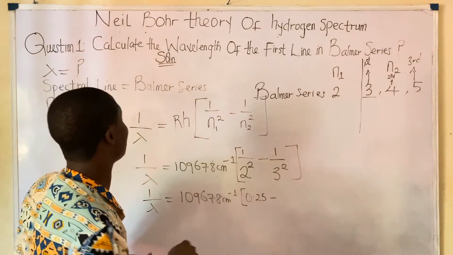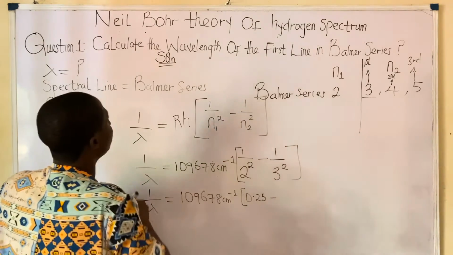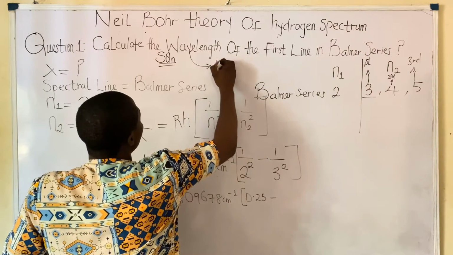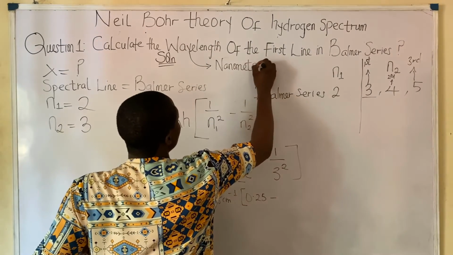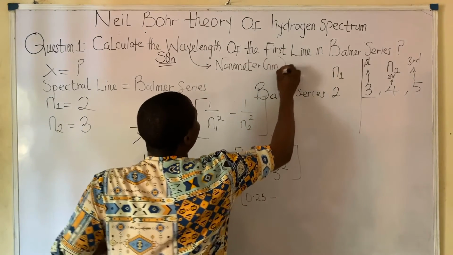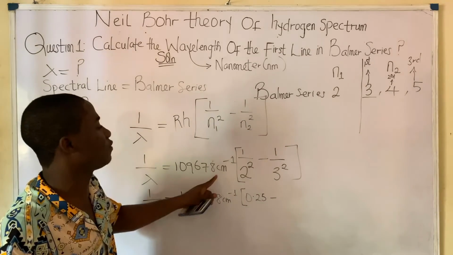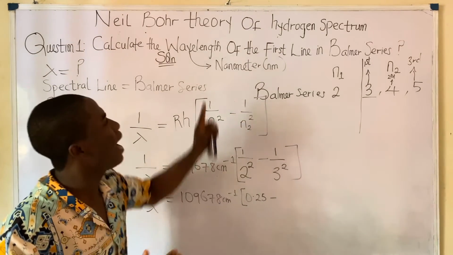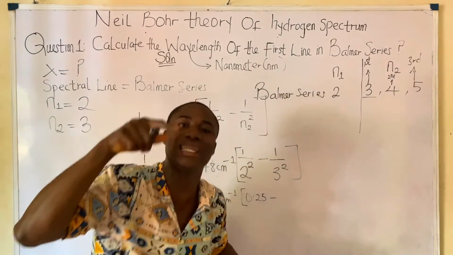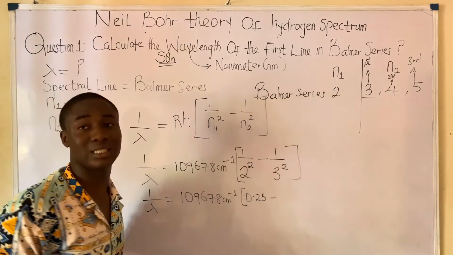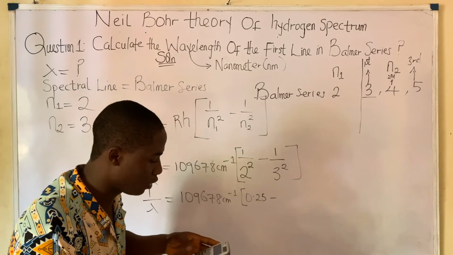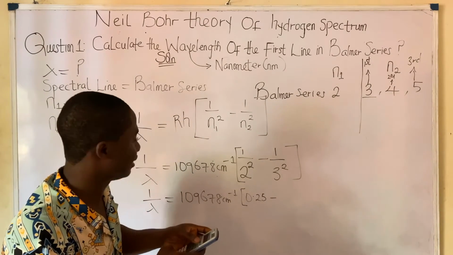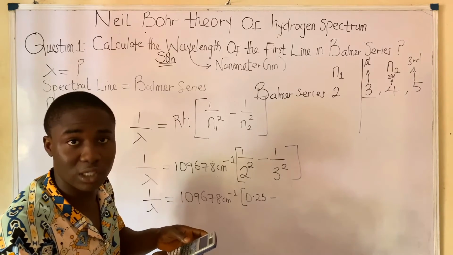It must be noted here that most times they will say calculate the wavelength in nanometer. Take note, this is how the question might come. Most times it comes in this way, so you have to know, because if you observe, the unit in which this value is expressed is per cm, and they're now asking us to get our answer in nanometer, and we explain how that is done. Very easy. But before then, let us evaluate 1 over 3 squared.